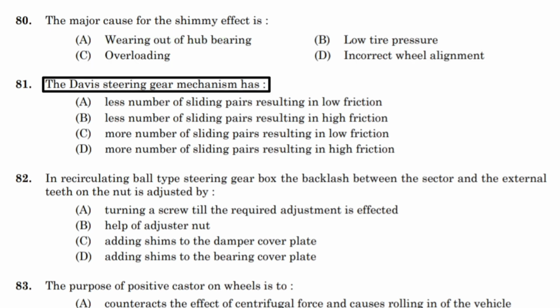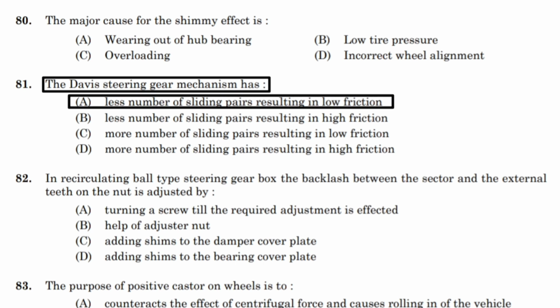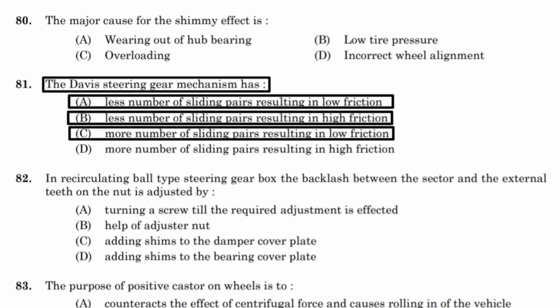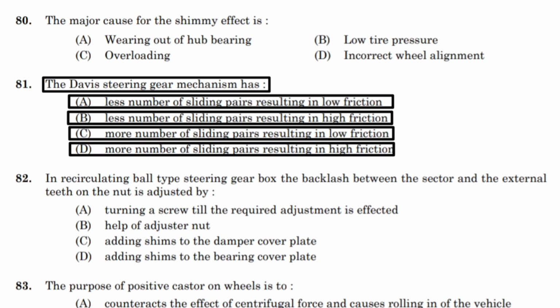81. The Davis steering gear mechanism has A. Less number of sliding pairs resulting in low friction, B. Less number of sliding pairs resulting in high friction, C. More number of sliding pairs resulting in low friction, D. More number of sliding pairs resulting in high friction. Answer D. More number of sliding pairs resulting in high friction.